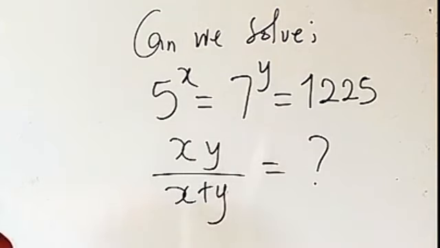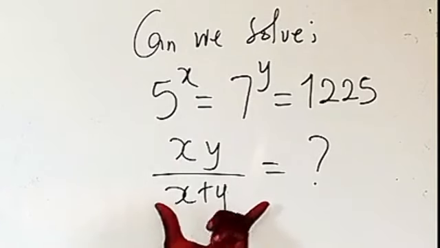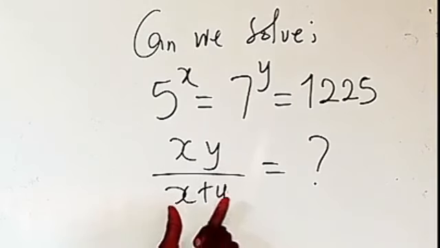5 to the power of x equals 7 to the power of y equals 1,225. Before I solve this problem, if you want to enjoy more of my class, please share this video so that other people can benefit from it. You're going to love it. Now we have 5 to the power x equals 7 to the power y equals 1,225, and we want to know the value of xy over x plus y.